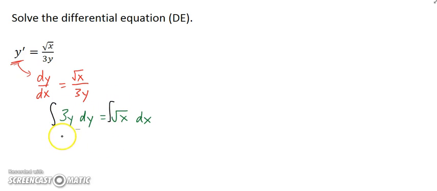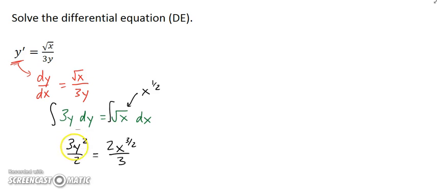So if I integrate 3y, I need a function whose derivative is 3y. How about 3y squared over 2? And if I integrate square root of x, you know, that would be like x to the 1/2 power. And the rule for integration of a power said add 1 to that power and divide by that new number. So that would be like x to the 3/2 divided by 3/2, which would be the same as 2/3.